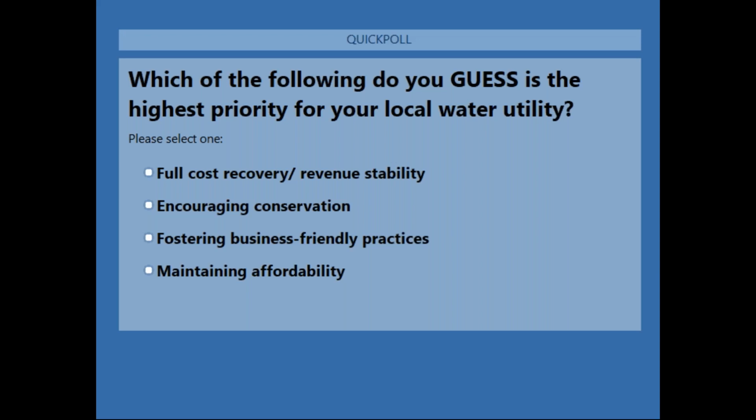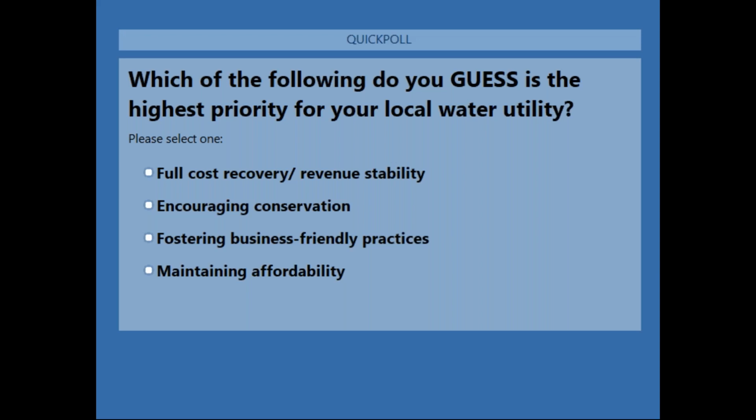All right, we got some answers coming in. Let's see what people think. Okay, we got a few more people who are voting. Anyone else voting? What do you think the highest priority for your local water utility is? What would you guess? Okay, so Stacey, so far it looks like the results are that 92% voted for full cost recovery revenue stability and 8% fostering business friendly practices.